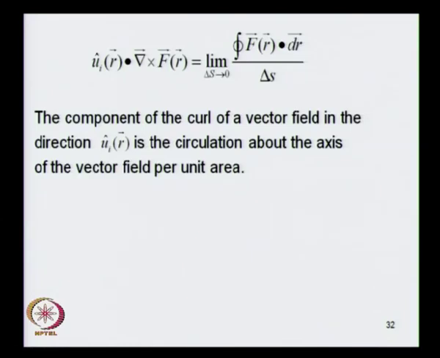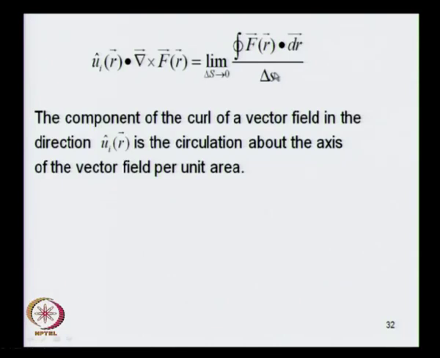So, this is how we defined the curl of a vector. We defined it in terms of its components along a unit vector, and when you consider three such unit vectors which form an orthonormal basis, then this gives you a complete definition for the curl of a vector, and it is defined as the limiting value of the circulation per unit area.